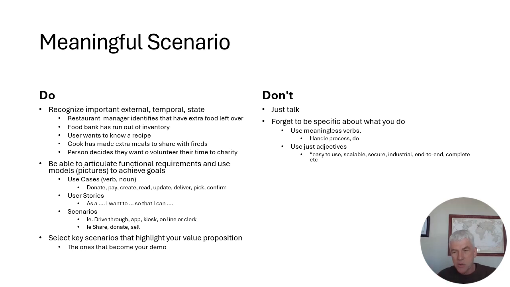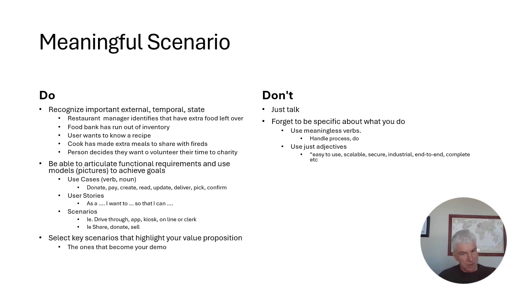The cook has made some extra meals. So these are things that happen, and they are important as part of the scenario that you're trying to tell us about. Be able to articulate what the functional requirements are. So one way or another, whether you were taught this formally in school or not, you have to be able to articulate the requirements of your system.